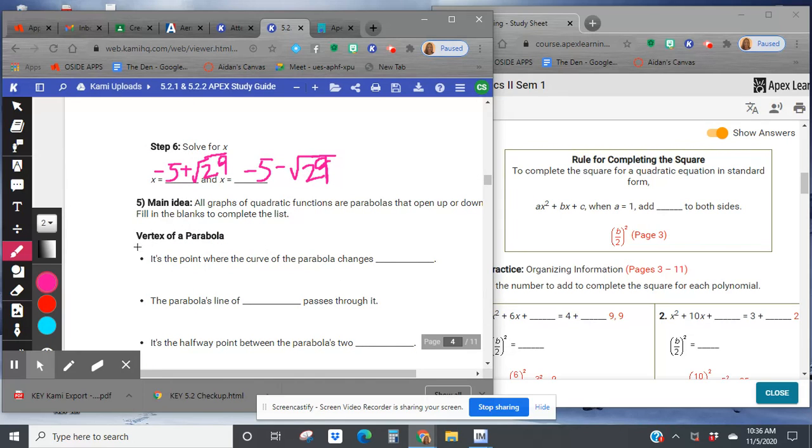Okay, we're now moving on to a new form of our parabola from that definition we did up at the top, where y is equal to a(x minus h) squared plus k. Okay, it's the point where the curve of the parabola changes direction.